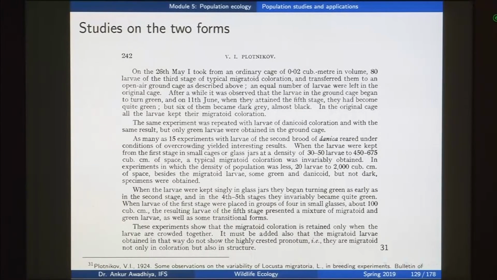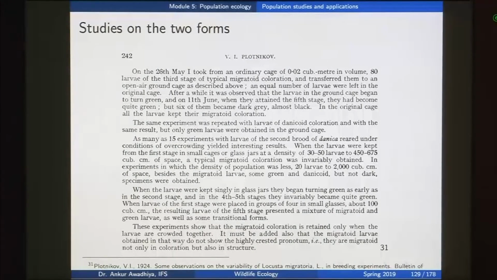Then the same experiment was repeated with larvae of danicoid coloration and with the same result, but only green larvae were obtained in the ground cage. As many as 15 experiments with larvae of the second brood of Danica reared under conditions of overcrowding yielded interesting results. When the larvae were kept from the first stage in small cages and jars at density of 30 to 50 larvae to 450 to 675 cubic centimeter of space, a typical migratoid coloration was invariably obtained.